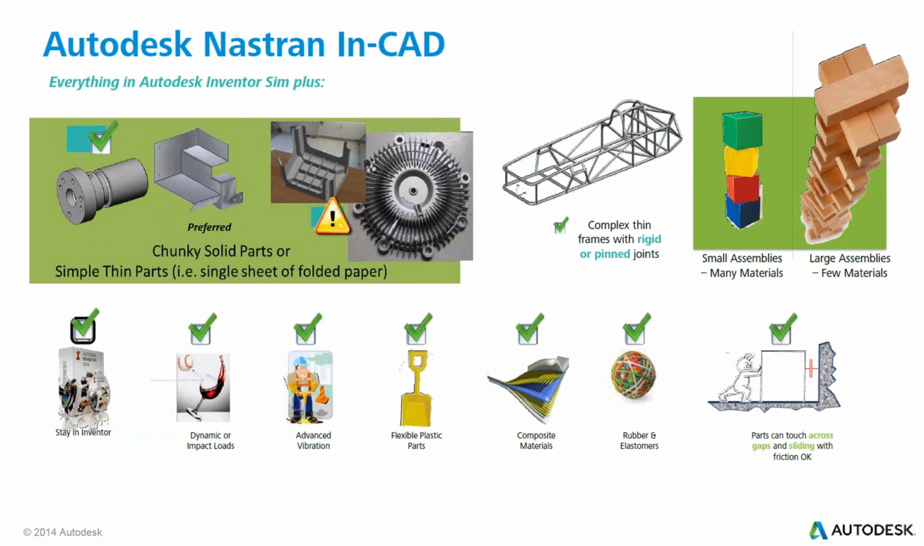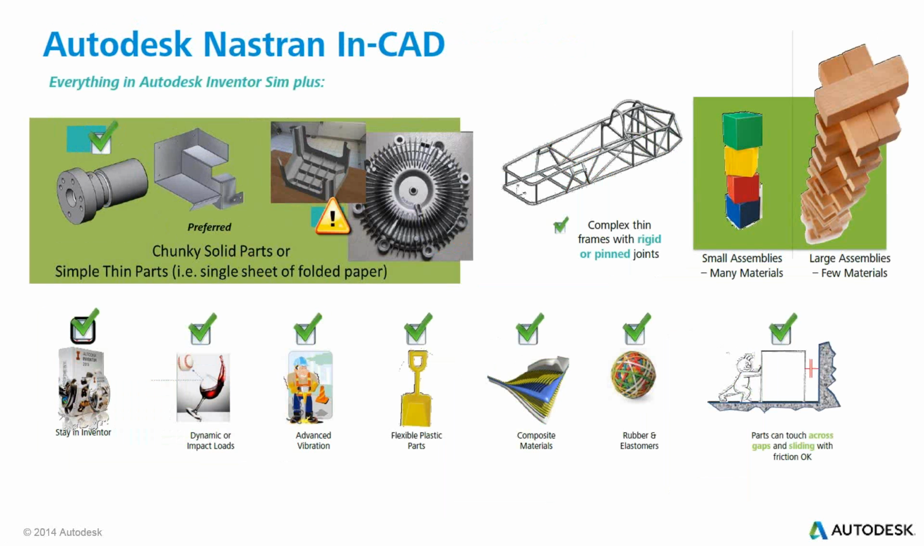So when we get into more complex frames, like very large frames, maybe with pinned joints, the fact that you can stay in Inventor is great. We can do, say, dynamic loads, impact loading. We can do vibration analyses. We have complete nonlinear capabilities in In-CAD so that we can do things like plastic parts and composite materials and rubber and elastomers. And we have more advanced contact types, right? So parts can start out not touching, and then at some point in the analysis they can come into contact. You can't really do that with the basic Inventor Pro, right? So the nonlinearity ability, both in material types and simulation types, the advanced vibration, those are real key benefits of using something like Nastran In-CAD.